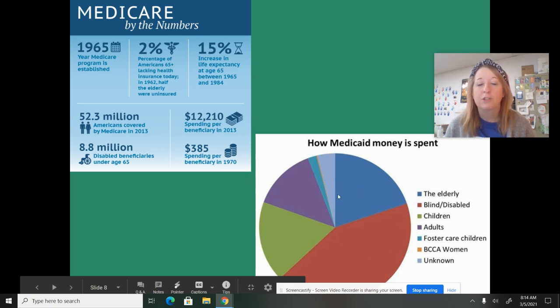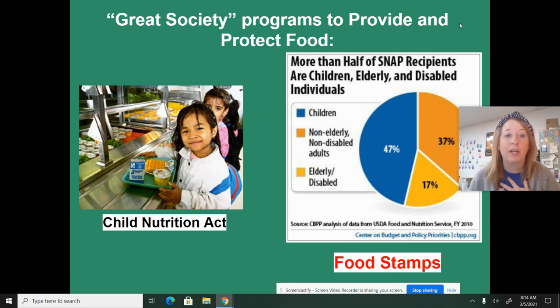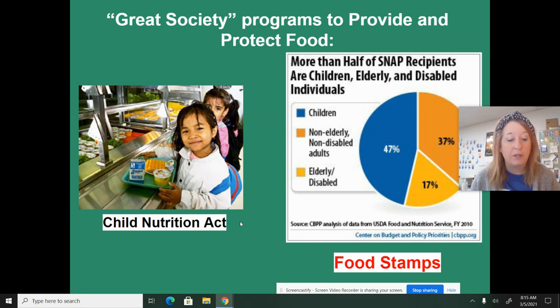So it's more than just low-income individuals who are beneficiaries of Medicaid also. When it comes to programs that protect and provide food, two really important ones are the Child Nutrition Act, which allows for low-income children to receive a subsidized or low-cost breakfast at school. And this serves approximately 10 million children a day as of a few years ago.